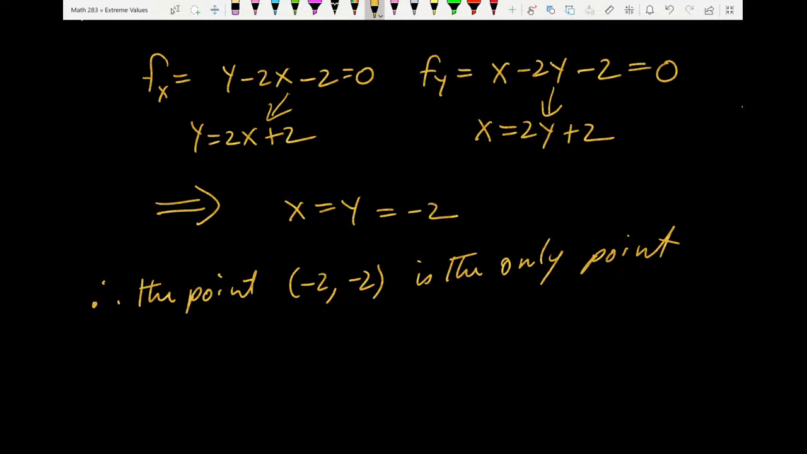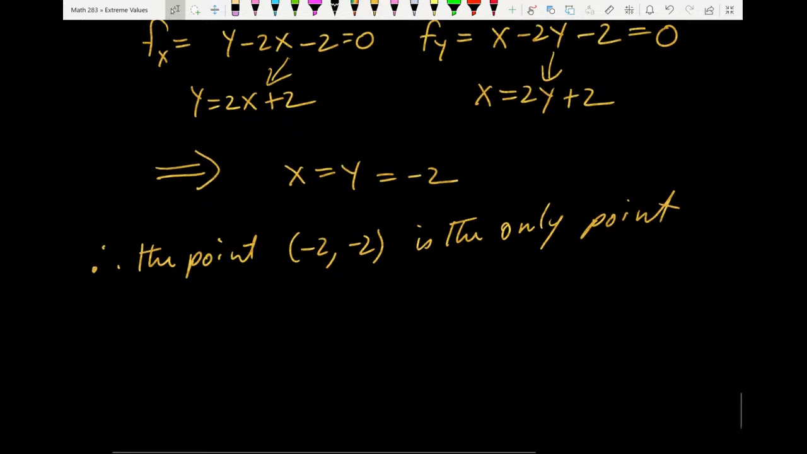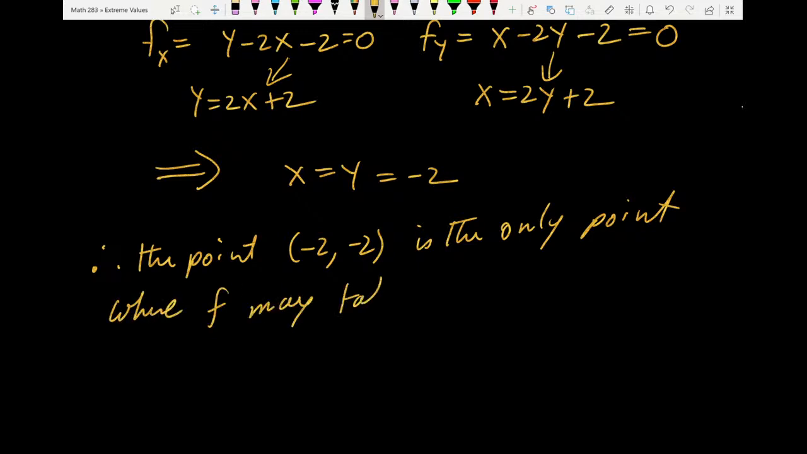What if they're different? Would it be like 3x equals y? If it was something that they want both equal to? Yeah, then you have a system of linear equations. So remember, you have a system of linear equations with two variables, you solve it. That's the only point where f may take an extreme value.